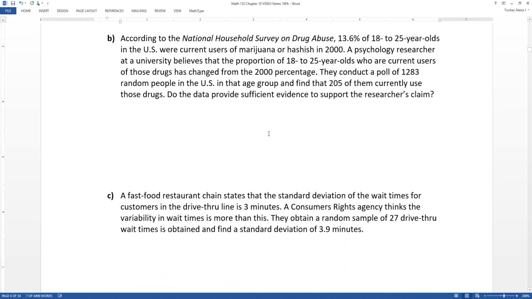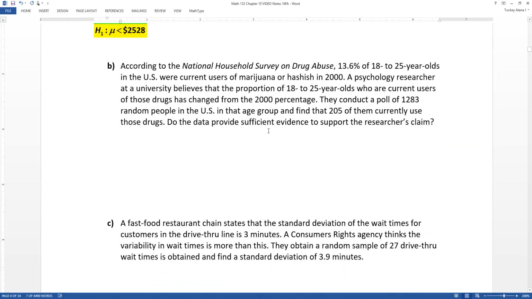All right, let's read the next one. According to the National Household Survey on Drug Abuse, 13.6% of 18 to 25-year-olds in the U.S. were current marijuana users or hashish users in 2000. A psychology researcher at a university believes that the proportion of 18 to 25-year-olds who are current users of those drugs has changed from the 2000 percentage. They conduct a poll of 1,283 random people in the U.S. in that age group and find that 205 of them currently use those drugs. Do the data provide sufficient evidence to support the researcher's claim?